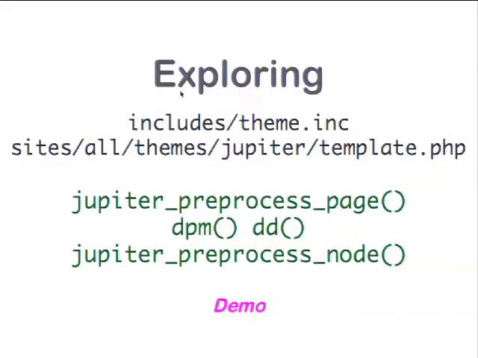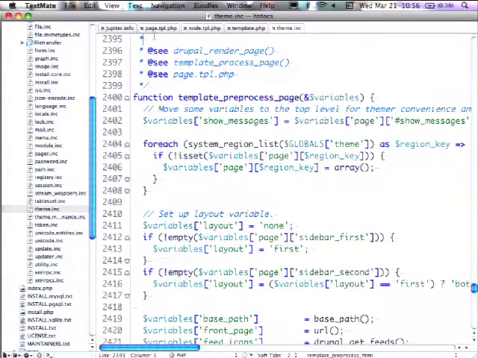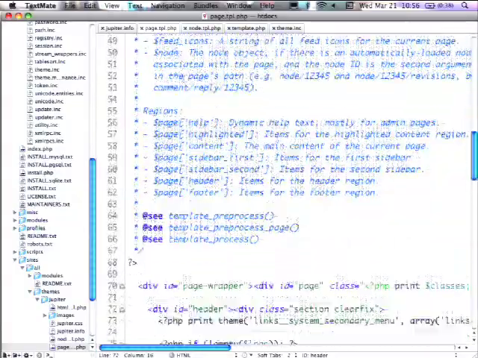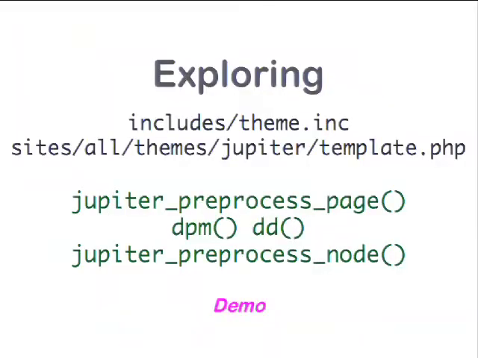Okay, I'm going to be showing some examples here. The first example is going to use the preprocess page function. What that allows us to do is interact with the variables that are in page.tpl.php. So here is page.tpl.php. Let me think of a good example. I think what we'll do is let's just explore what the variables are.